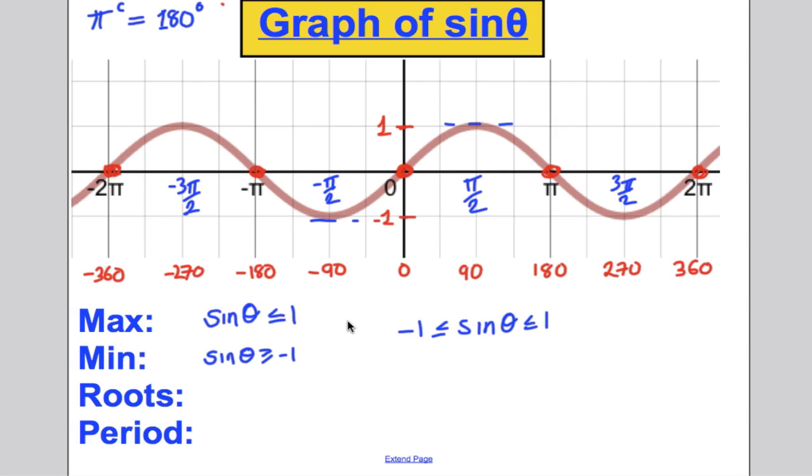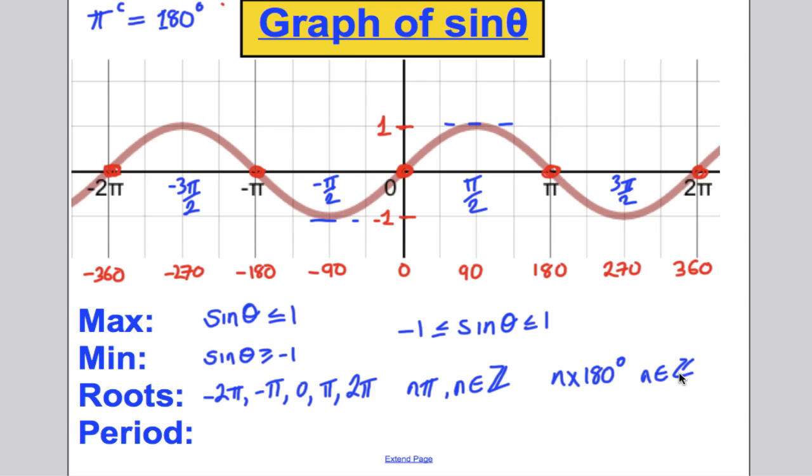They're the theta values where sine theta is 0. So the roots in radians are minus 2 pi, minus pi, 0, pi, and 2 pi. And you could state that in an easier way as n pi, where n is some integer. In terms of degrees, it's n times 180 degrees, where again n is an integer. And the period: how long does it take to repeat itself?